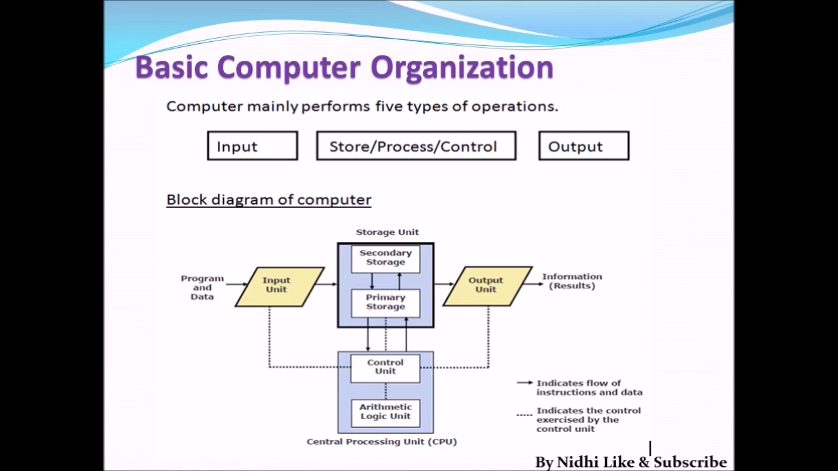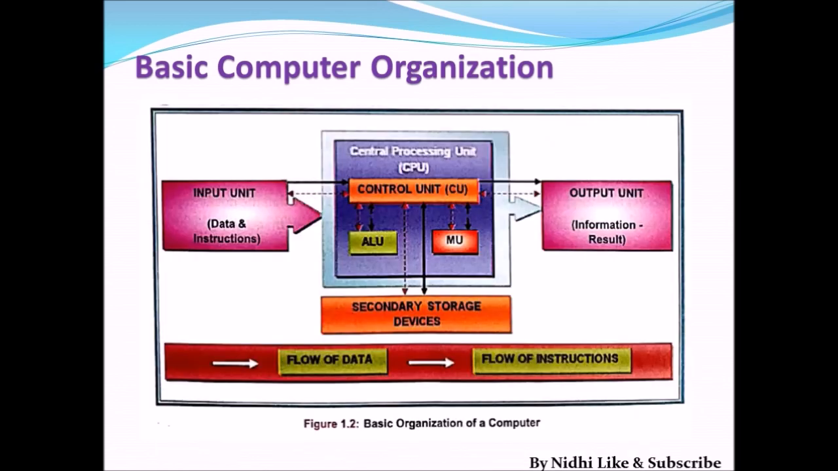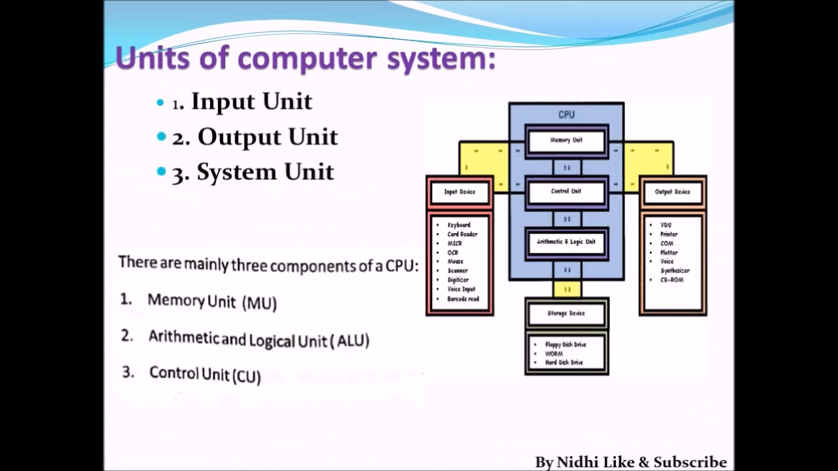Okay, so the CPU is further categorized into 3 things, that is memory unit, primary memory and secondary memory, then ALU, arithmetic logical unit, and control unit. So here also a diagram is given that is depicting the whole block diagram of computer.